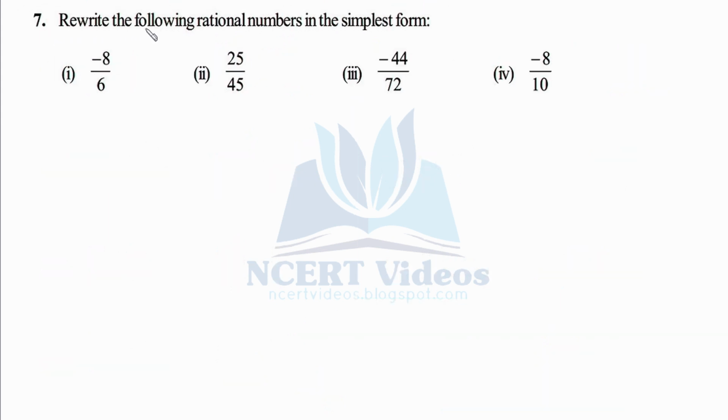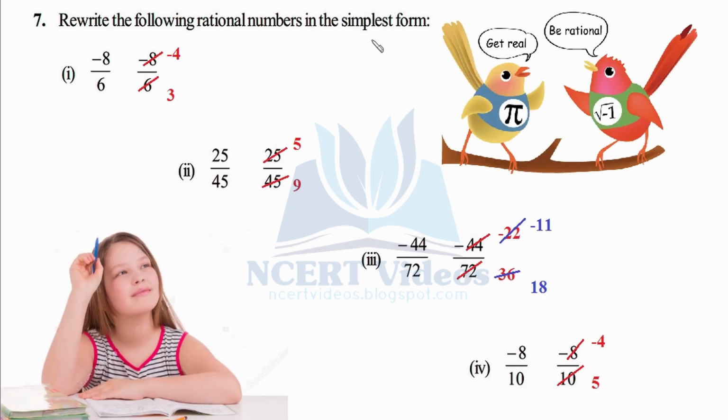Question 7. Rewrite the following rational numbers in the simplest form. That is, we have to reduce them. By simplest form, we mean that we have to reduce the given rational number. Here it is a negative rational number because the negative sign is there. So we will try to simplify it. It is reducible, yes, with the factor of 2. So 4 2s are 8, 3 2s are 6, and fixed minus sign because we have a minus sign here.